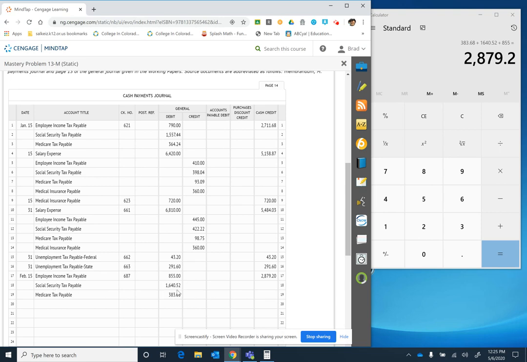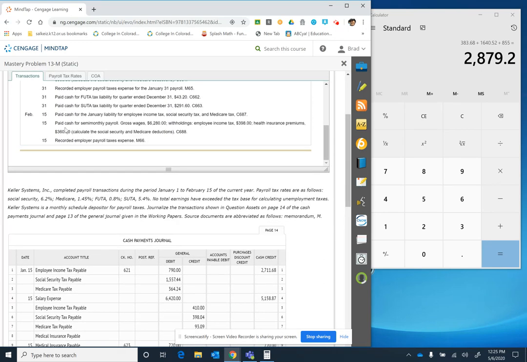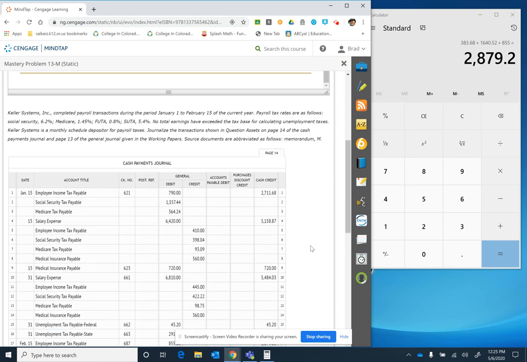And we were able to pull those numbers from withholding on the 15th, from the 1st to the 15th, and withholding on the 31st, from the 16th to the 31st. I was able to pull that information from these numbers right here. Okay, we're almost done here. The last two things we have to do are pay our employees and figure out our withholdings for February 1st through February 15th. So let's go down and make those payments.